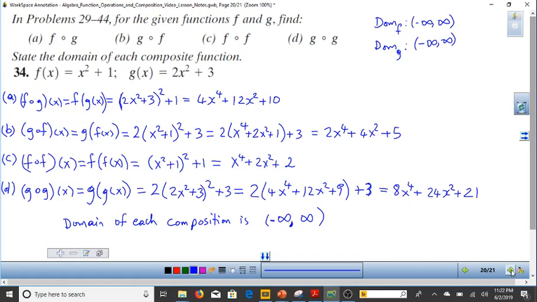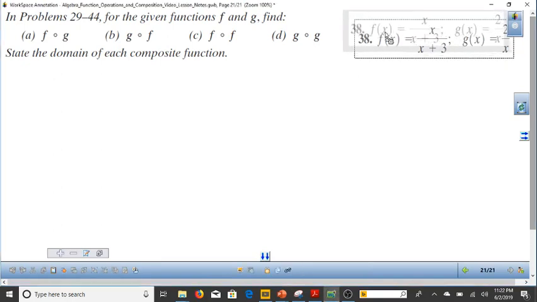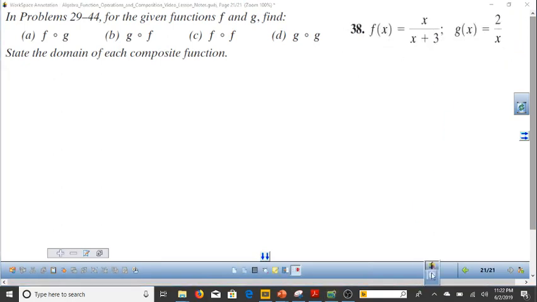Last set of examples, and then that will be it for our lesson. So for number 38 here listed, I put it over on the side because of space issues. So what I will do is first we'll list our domains on the right side, and then we can talk about the compositions afterwards.